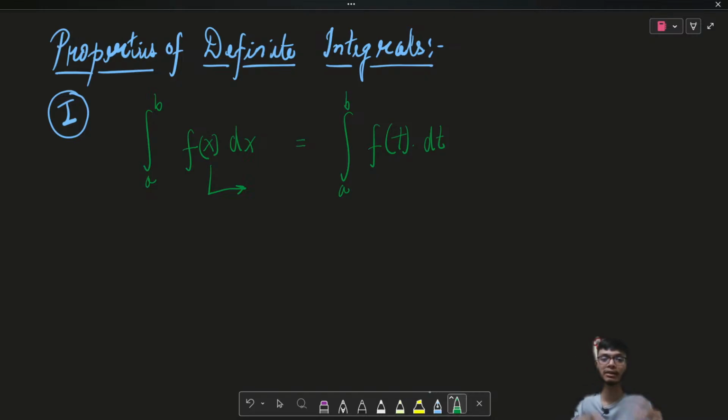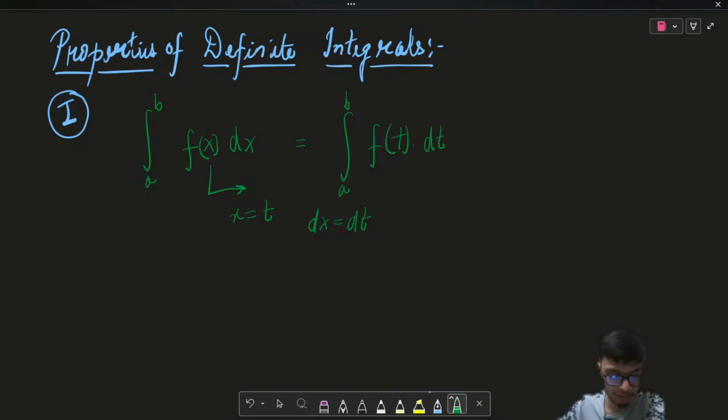In other words, I can say it's like a Jacobian, right? Whereas in this question, you are not changing the function, you are keeping the function as it is, you are just changing the name of the variable. So you can also call this a substitution, like x equal to t, so your dx should also equal dt. Okay, so this is the very first simple property of definite integral.